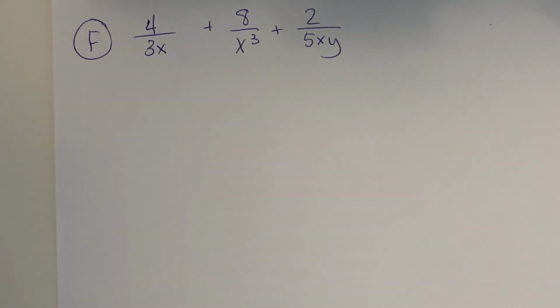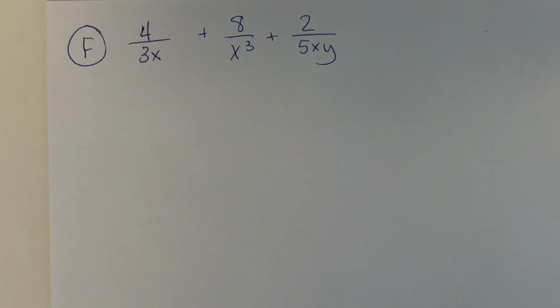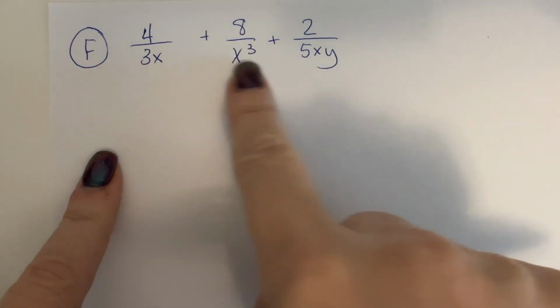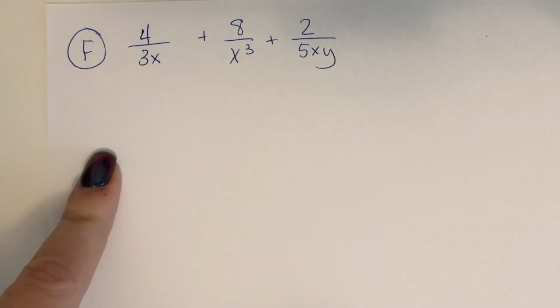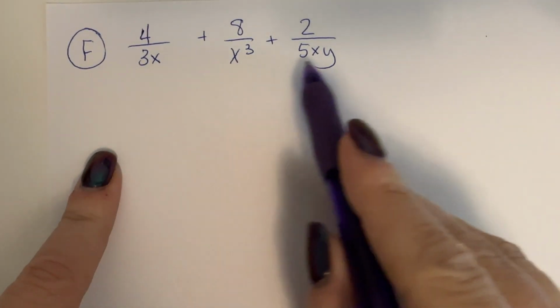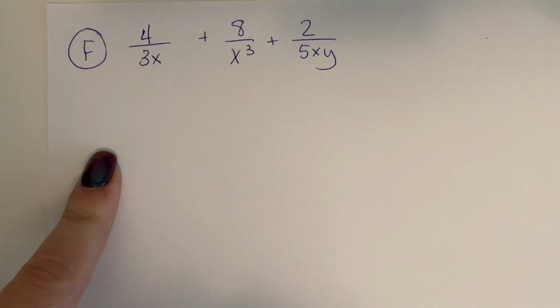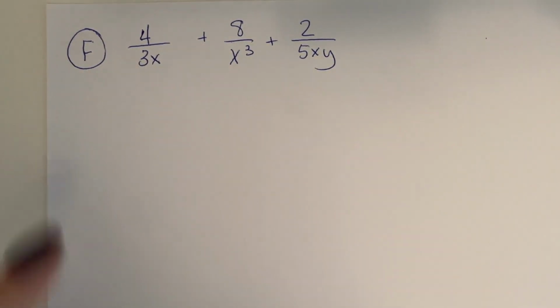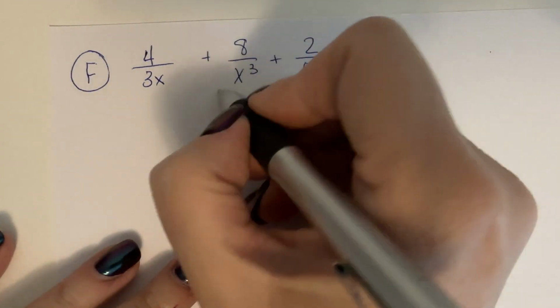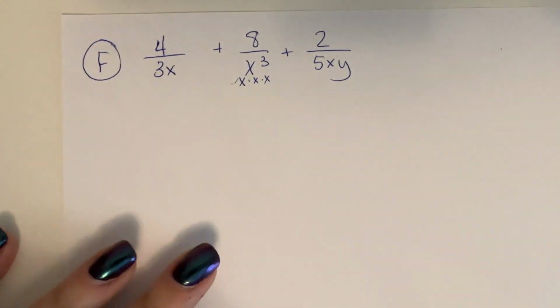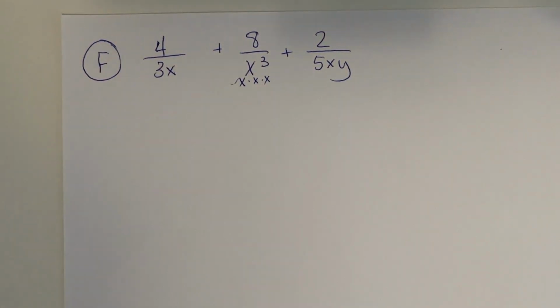Okay, so I have to have a common denominator. So here's what I know has to happen. All of these have to have a 3 in them. All of these have to have an x cubed in them. All of them have to have a 5 in them. And all of them have to have a y in them. Okay? Just remember the x cubed, and I'm going to write out for you x, x, x. So they all have to have the same number and type of everything.